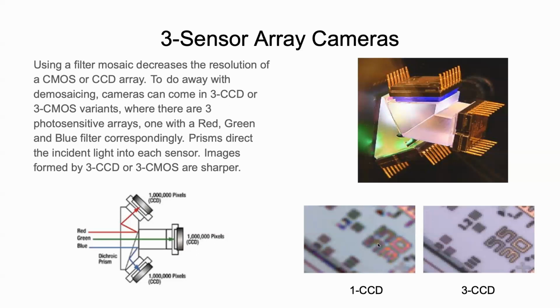The advantage there is the image is sharp, because there's no need to interpolate the values of the pixels in between filters. So as you can see, here's the difference between a single CCD with a Bayer filter and a 3 CCD, each having its own filter. This is the case of what is known as multispectral imaging, because the multispectral there comes from the fact that each of these filters lets in only a narrow portion of the visible spectrum.